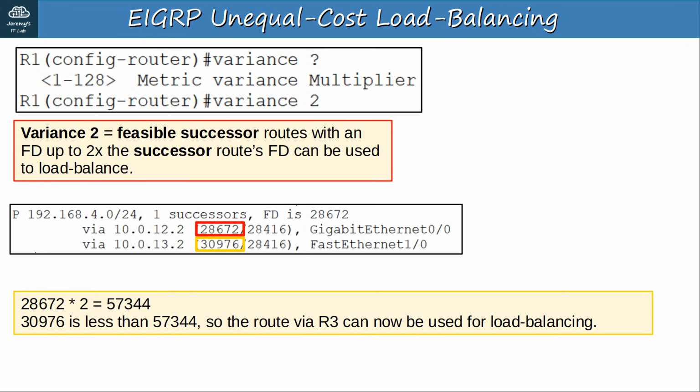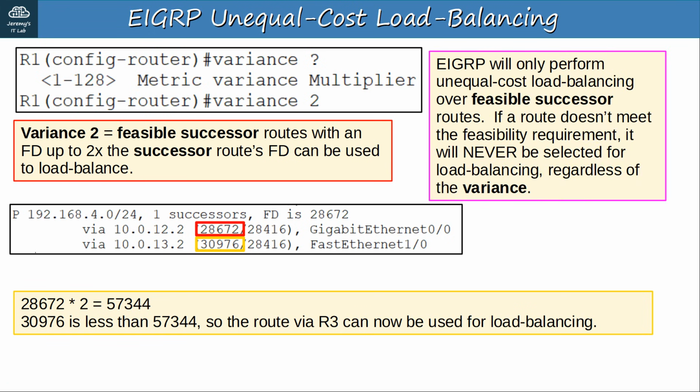But let me emphasize one thing. EIGRP will only perform unequal cost load balancing over feasible successor routes. If a route doesn't meet the feasibility requirement, it will never be selected for load balancing, regardless of the variance. This is because the feasibility requirement is an important loop prevention mechanism, so the router will never ignore it and put a non-feasible route in the routing table.